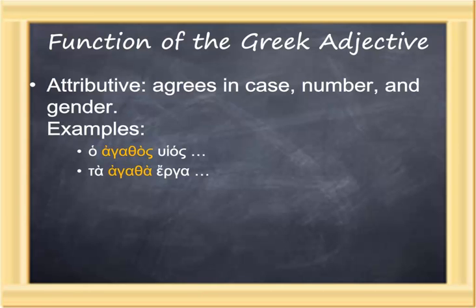Examples. Ho agathos huios. The good son. Huios is nominative, singular, masculine. Agathos is nominative, singular, masculine. Ta agatha erga would be translated the good works. This is the attributive use of the adjective.